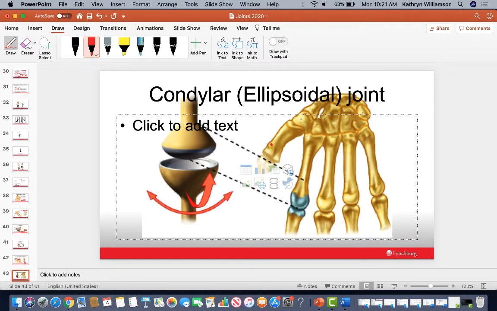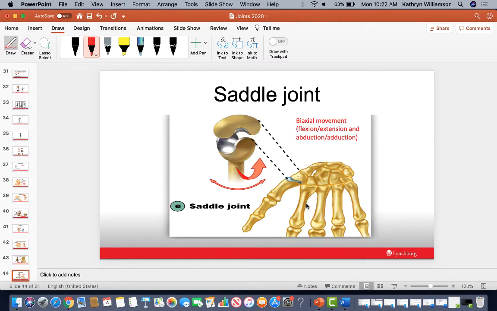Okay, this is another example of a condylar joint. This is the joint formed at your knuckles. So this is your metacarpal bone here, and then this is your proximal phalange here. So this would be your MCP joint, your metacarpophalangeal joint here. And it also forms a condylar joint. That is biaxial.